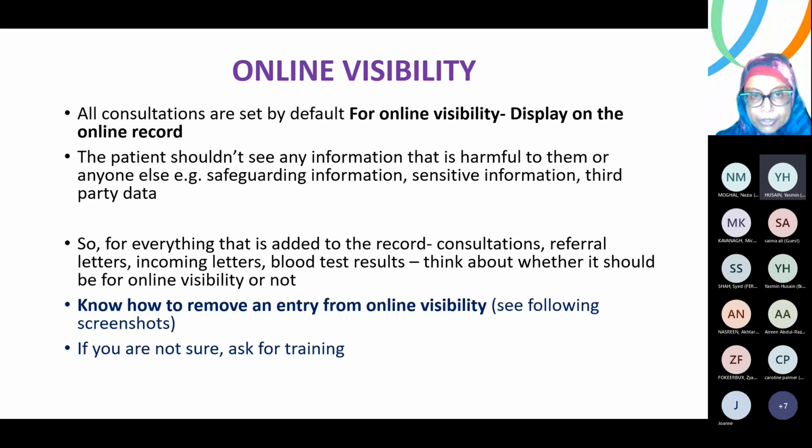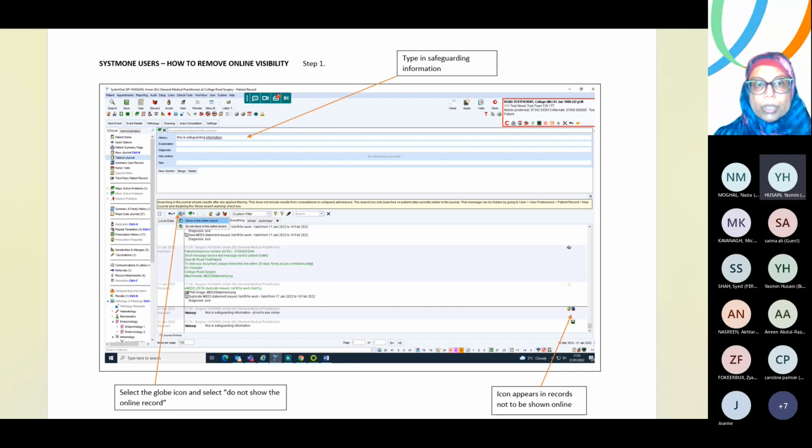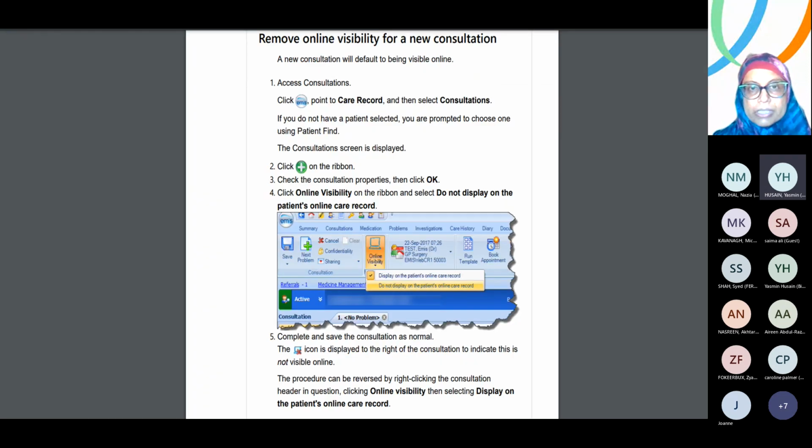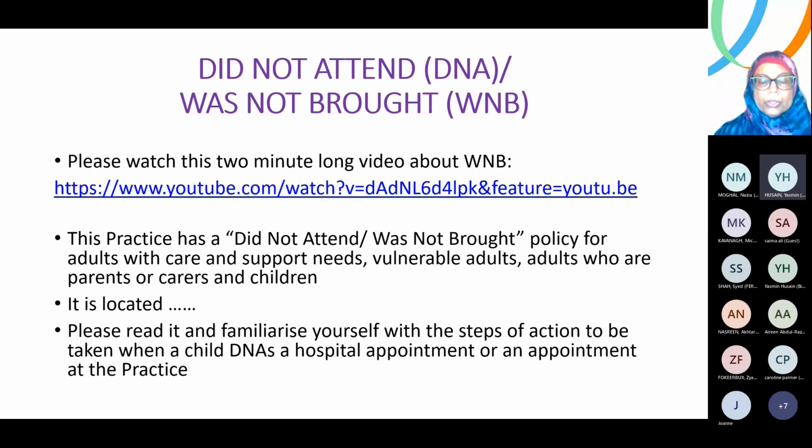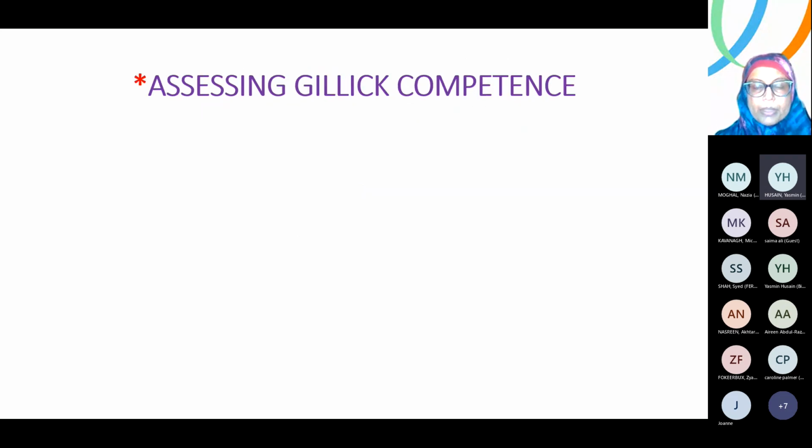So know how to remove an entry. There are some screenshots for System 1 and for EMIS. So whichever computer system you've got, obviously delete the other one. Then tell them about "I did not attend, was not brought", get them to watch this video, and hopefully you've all got policies now because CQC do ask for them. Tell them where the policy is and make sure they've read it and give them training in it so they know exactly what to do if a child doesn't attend an appointment at the hospital or the practice.